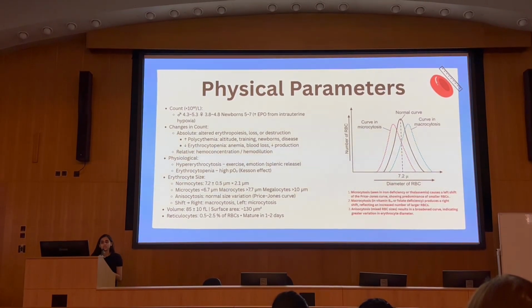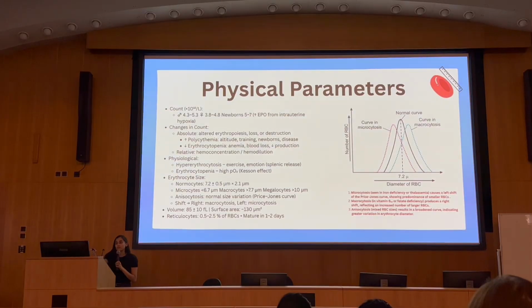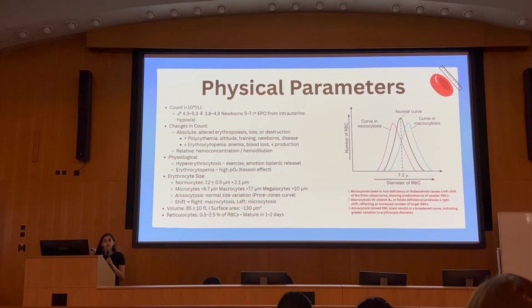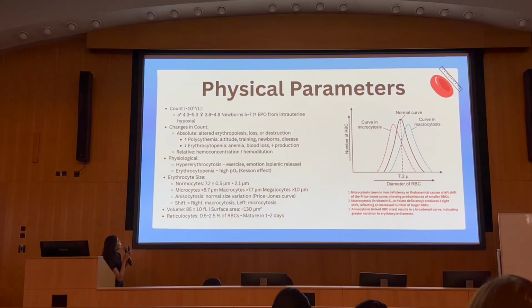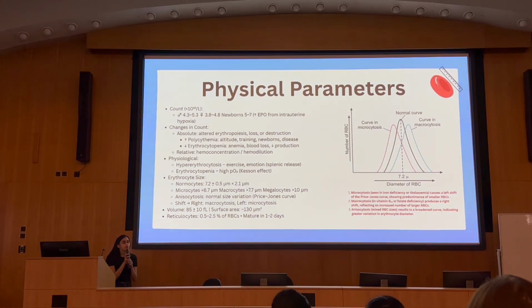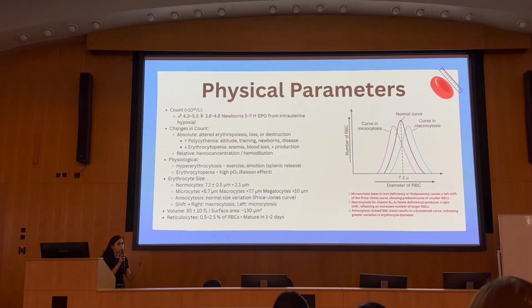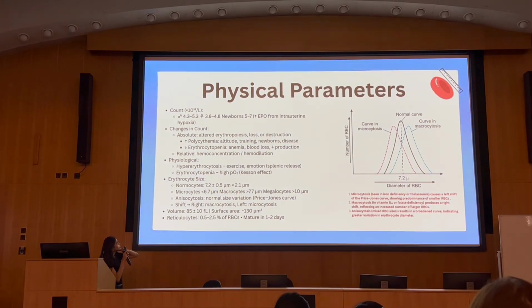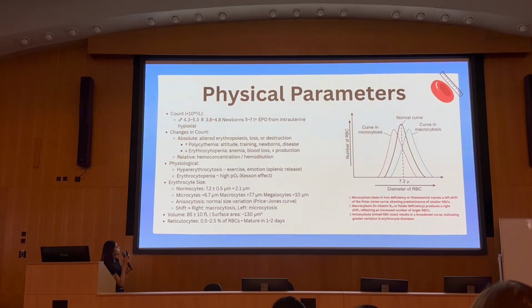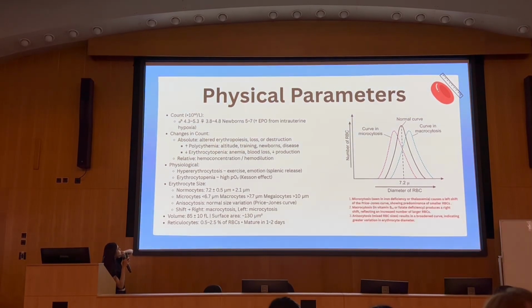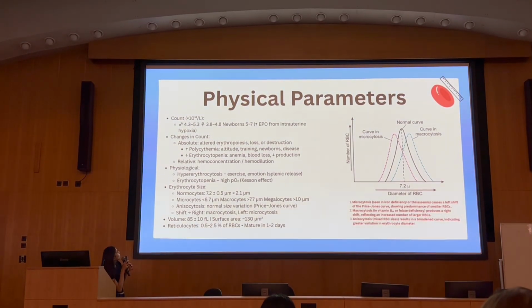So RBC count. RBC count, as you can see here, males have a higher RBC count than the females, and this is because males have more RBCs in general. Now this happens because obviously their bodies are bigger, and also they have testosterone. Testosterone is a stimulator of erythropoietin, which stimulates erythropoiesis, so that's the reason men have more RBCs.